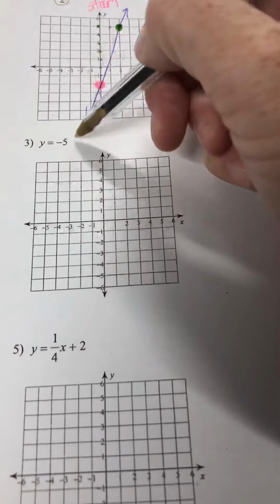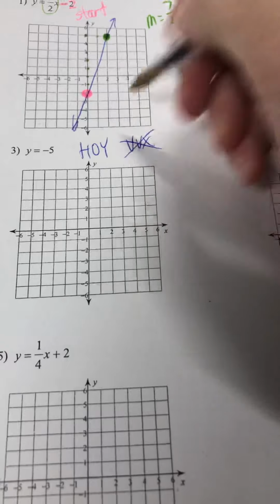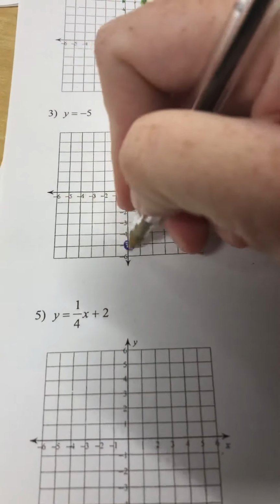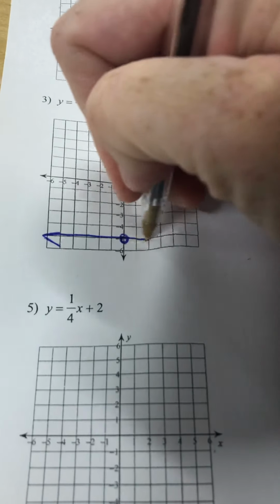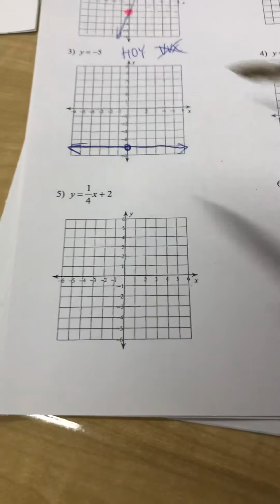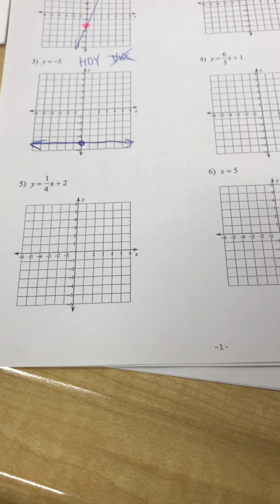What if it's just y equals negative 5? It's y equals, so it's 0 slope, so it's going to be a horizontal line at y equals negative 5. Maybe you tried this one, and maybe if you're really fancy, you tried number 6 as well. Let's see what you got.